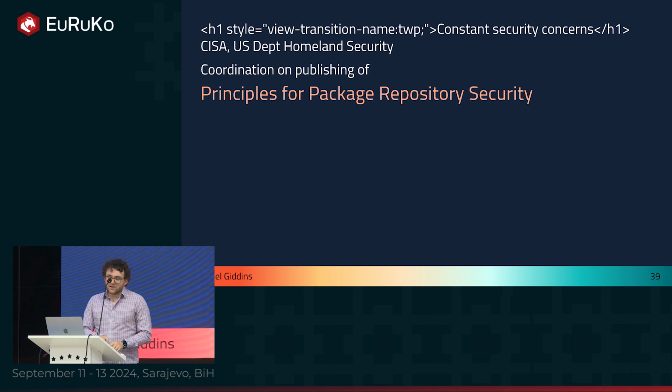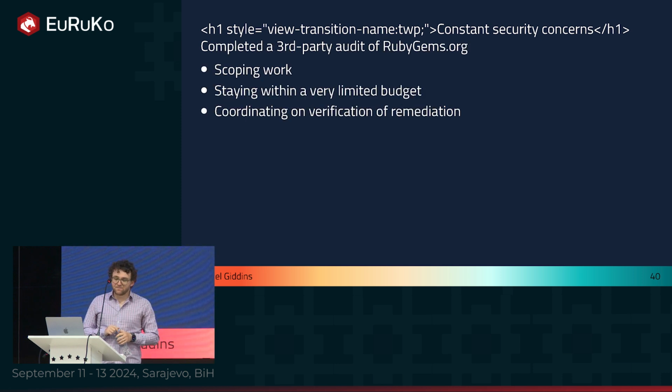We've actually been working on principles for what it means to run a package repository securely. And as part of that, we've just wrapped up a third-party audit of rubygems.org, which meant we had to scope that work and stay within a super tight budget. And now we're coordinating on how they verify that we've actually fixed the 30-something findings that they had.